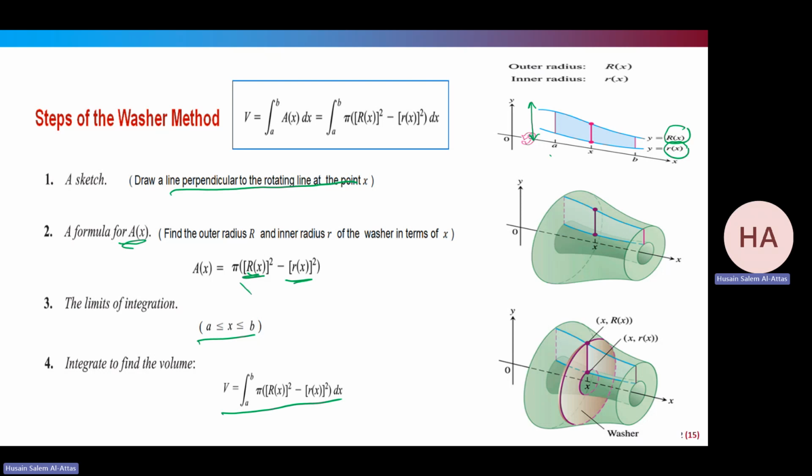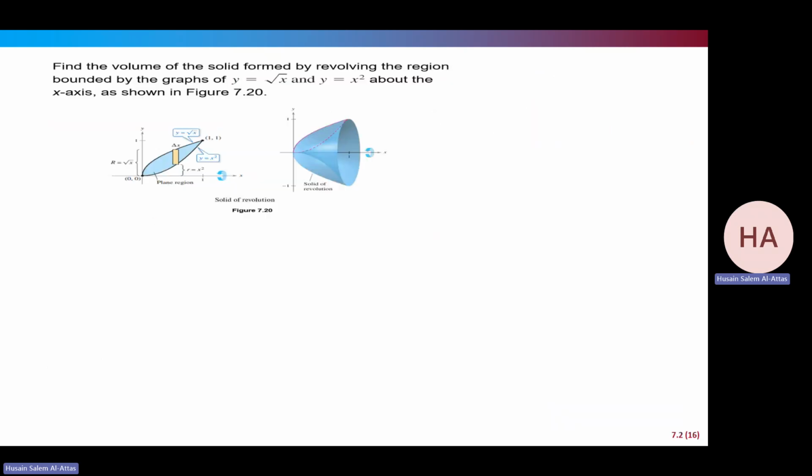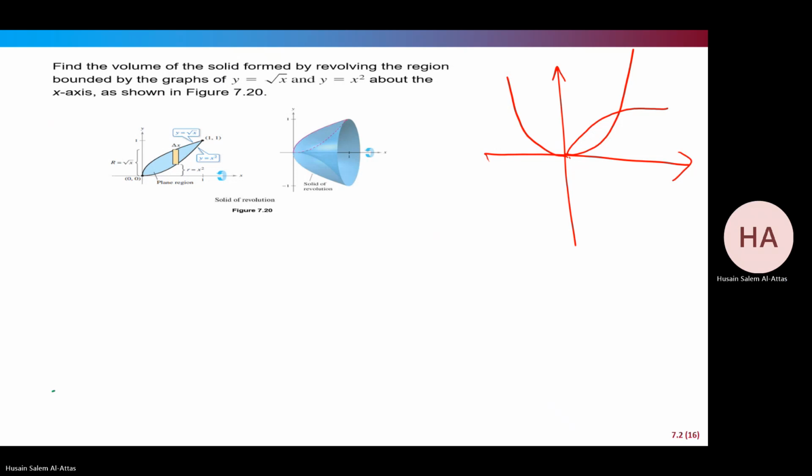For the y cases, it will be the same idea, but now in terms of y. Okay, let me do one example. Find the volume revolving the region bounded by the graphs. The graph is here, but let me do it again to see it from scratch. This is y equals square root of x, and that is y equals x squared.